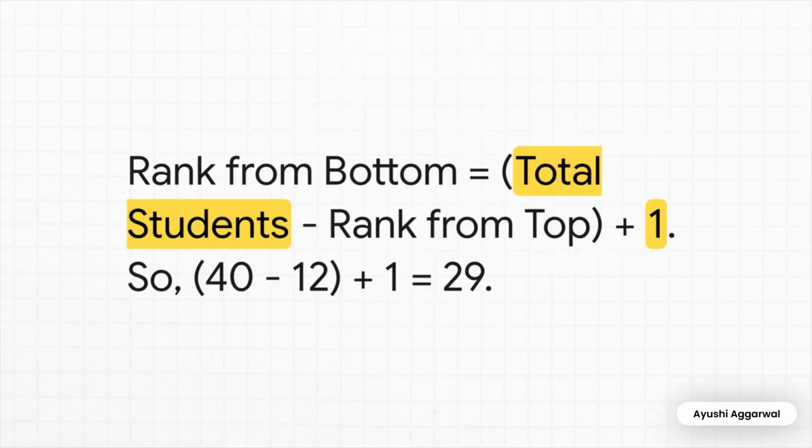For questions just like this, there is a dead simple formula that you have got to burn into your memory. The rank from the bottom is just the total number of students minus the rank from the top plus 1. Don't forget that plus 1. So in our case, that's 40 minus 12, which is 28. Then we add that 1, and we get 29. A simple trick like this will save you so much precious time in the exam.